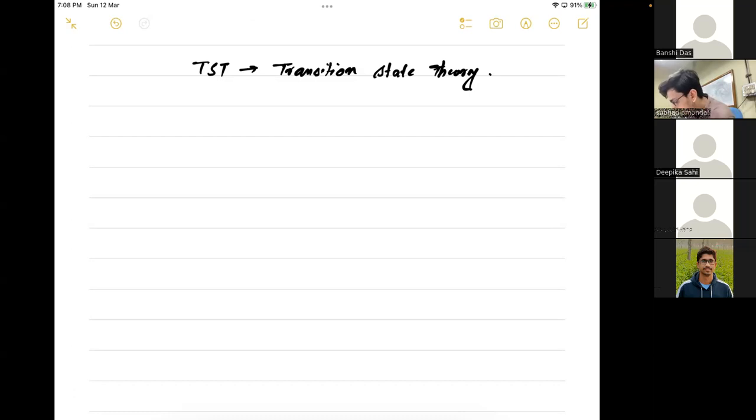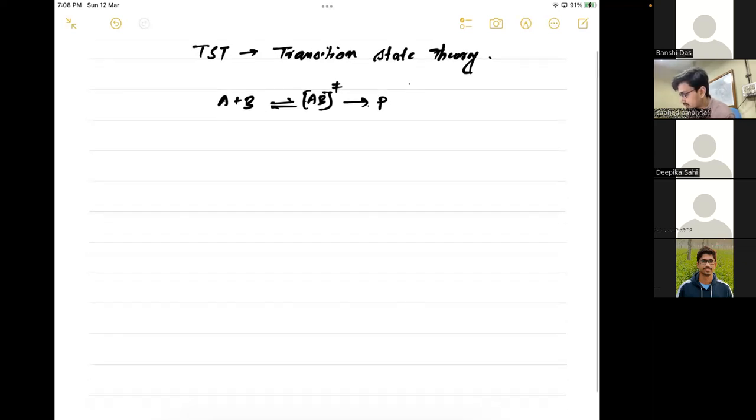So basically in TST, let's first start with two reactant molecules A and B. They are going to react and form a kind of activated complex, say AB star or AB double dagger. Then this activated complex will transform into product, right? The main idea is that first the reactant molecules come together and form an activated complex. Then this activated complex will transform into product. I will mainly discuss the Eyring derivation briefly.